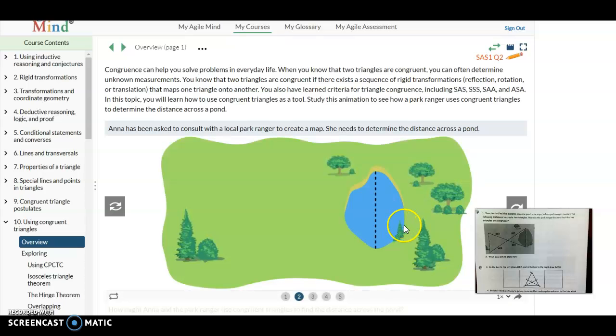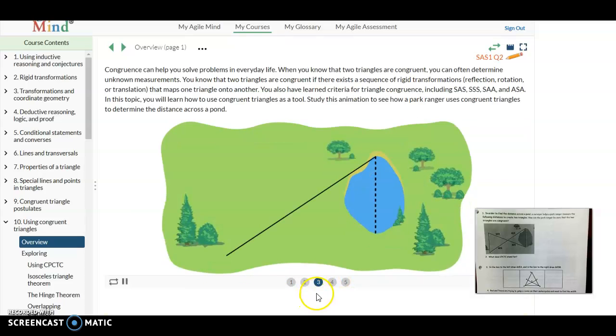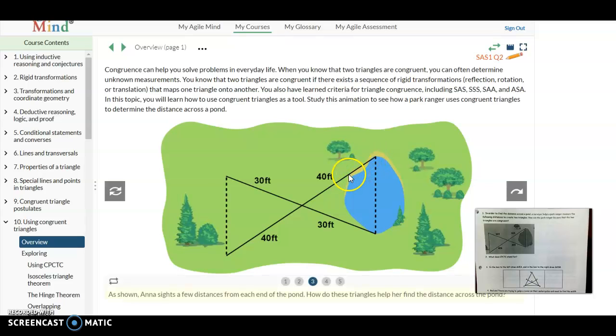So here's an overhead view of the area, and this is the distance we're trying to find, the distance across the pond. So what Anna does is she starts at one end of the pond and walks out 40 feet. Marks a point and walks out another 40 feet. So she knows for sure that these 2 parts are congruent because she measured them on the ground itself. She does the same thing from the other end, but to get to the point she made here, it only took her 30 feet. And so she walked out 30 more feet here.